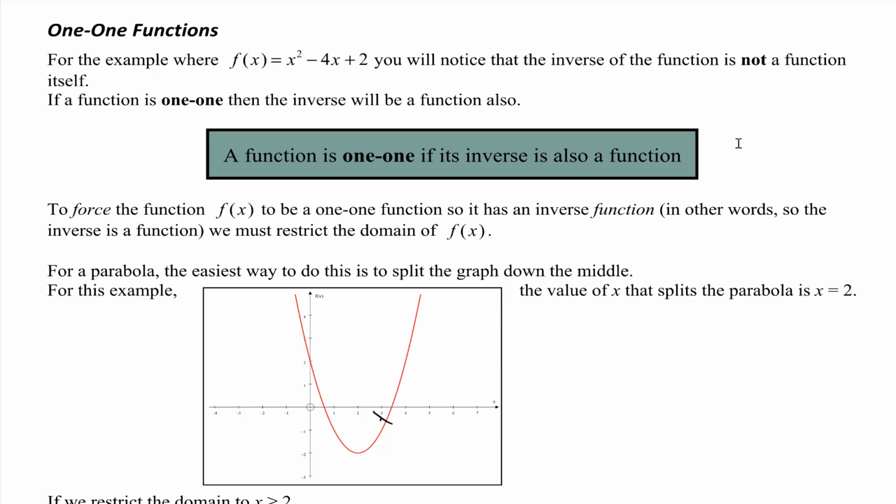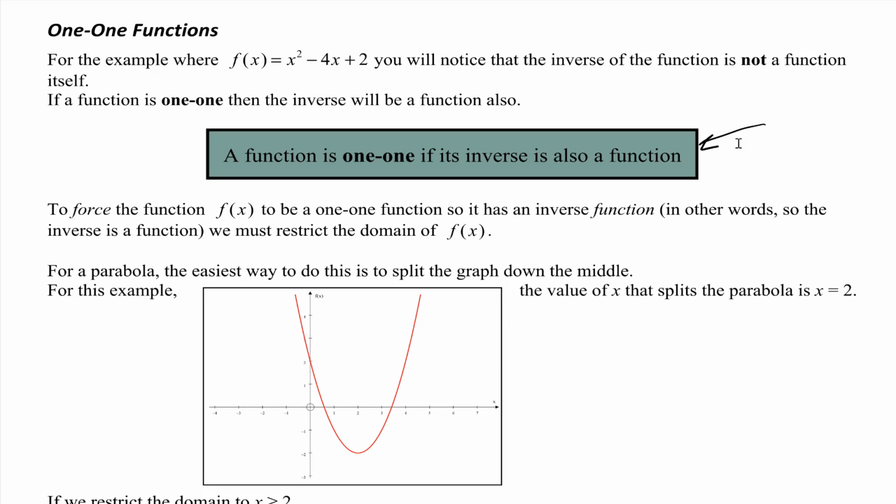So another test of a one-to-one function is that if we did the inverse, and that also is a function, then that function is 1-to-1. So this function that we've drawn here, the parabola, is not 1-to-1 because the inverse is not a function. So there's another definition. A function is 1-to-1 if its inverse is also a function.